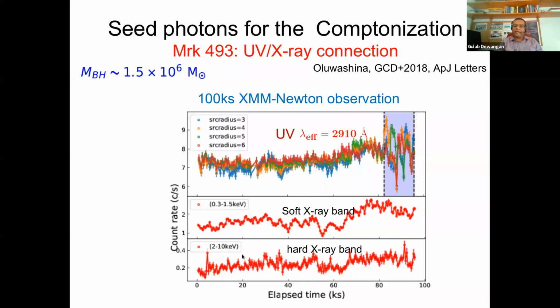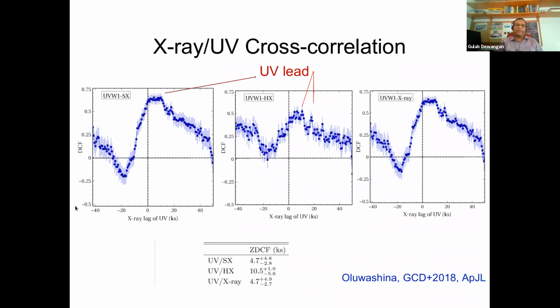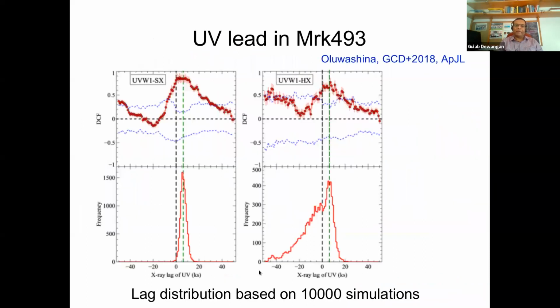So these are the UV and X-ray light curves, and when you cross-correlate them, it turns out that the UV is actually leading the X-rays, and that is what you expect from the Comptonization model. And these are the typical magnitudes of this UV lead. One can measure this kind of lag and the uncertainty with the simulations which we have done here. These are the lag distributions.